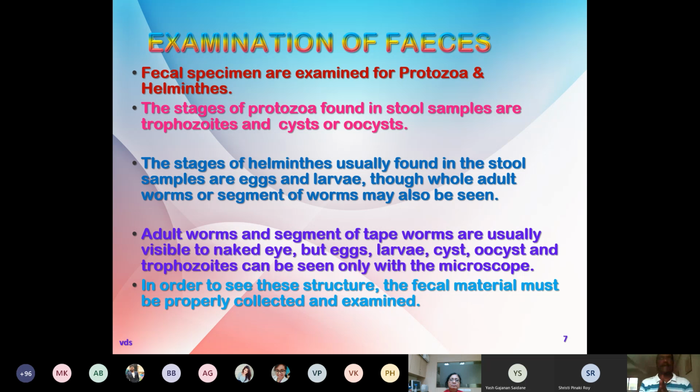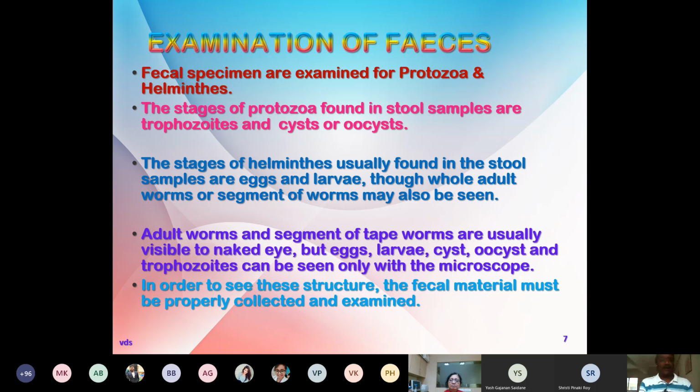Now, when we say examination of feces, particularly with respect to parasitology, as I've told you previously, protozoology and helminthology are the two sections. The fecal specimen is to be examined for both of these parasites.